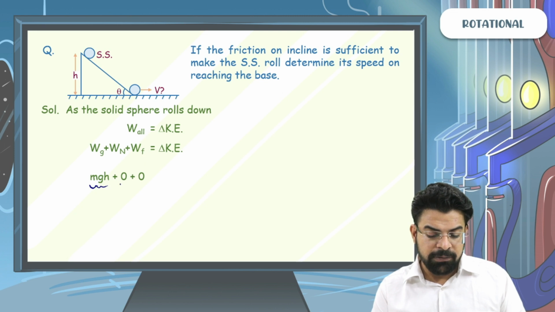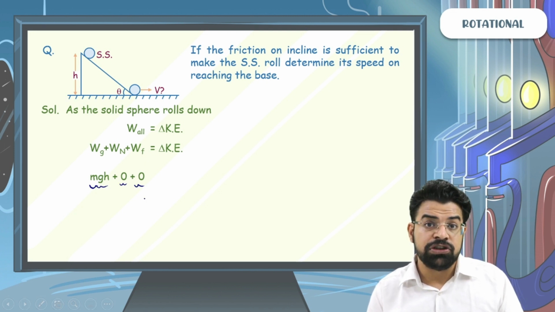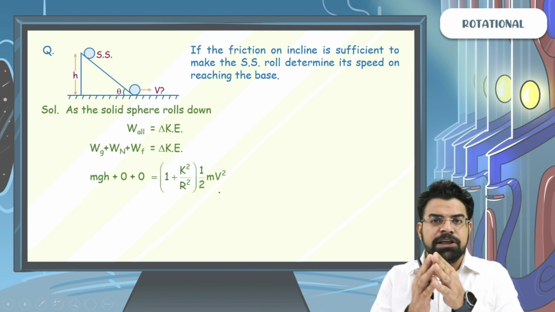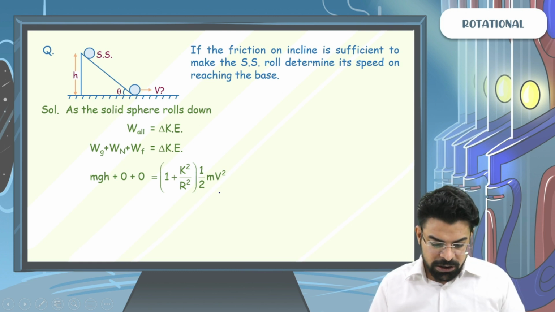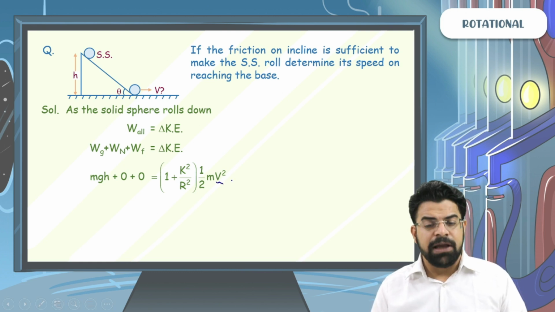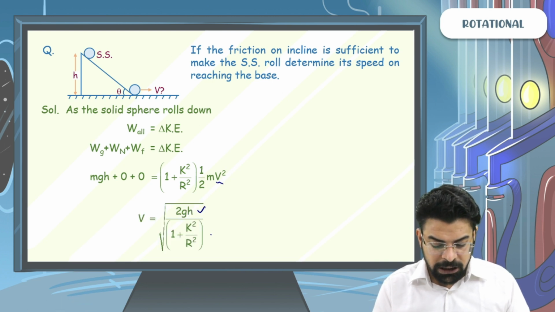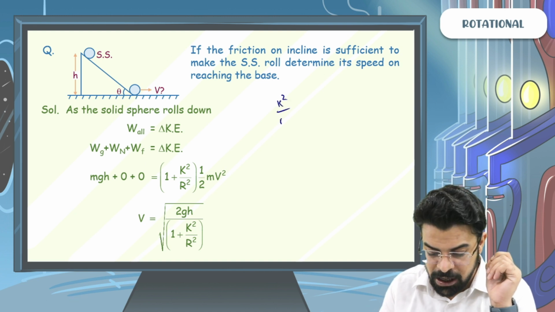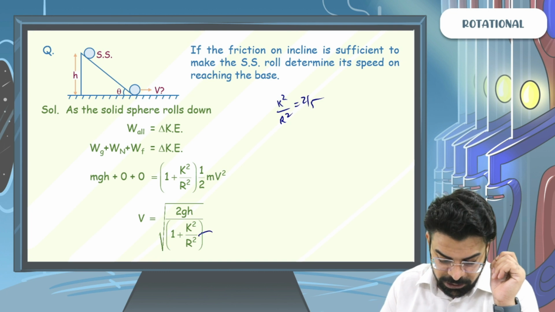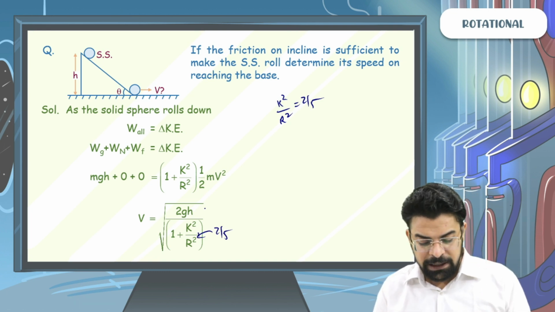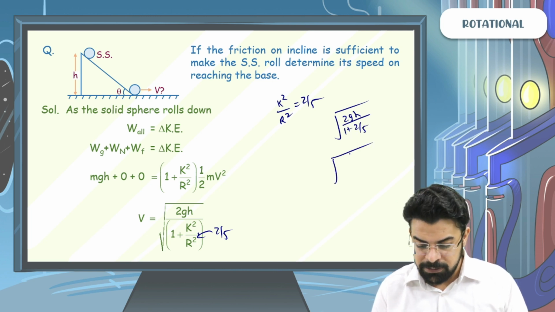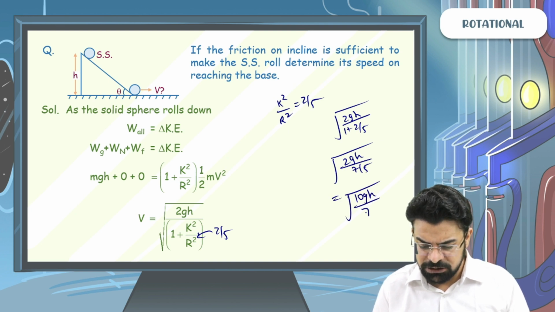So work done by gravity plus work done by normal plus work done by friction equals the change in kinetic energy, translational plus rotational, that is total, which is given by (1 + k²/R²) times ½mv². So from here we can calculate v. We get v = √(2gh/(1 + k²/R²)). Since it is a solid sphere, the value of k²/R² will be 2/5. Substituting 2/5, we get √(2gh/(1 + 2/5)), which becomes √(2gh/(7/5)) = √(10gh/7).